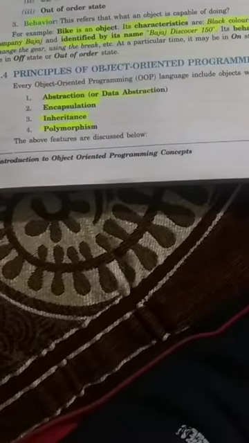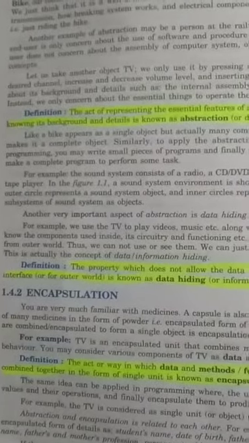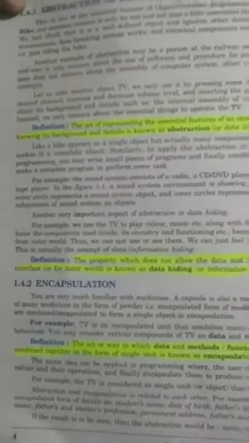Good morning students. In this video I am telling you about the four principles of object oriented programming. First is abstraction or data abstraction, second is encapsulation, third is inheritance, and fourth is polymorphism. Okay, so you have to go through only the definition, and you will learn later on about the programming, because you have not studied programming of that level.